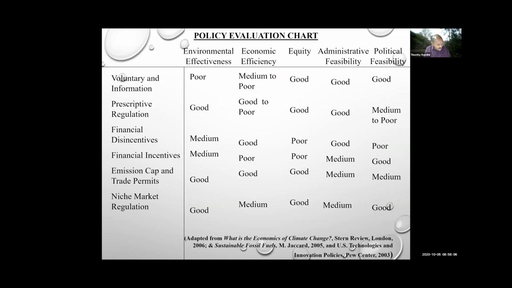Again, every policy has to be evaluated in different ways in terms of voluntary measures and information. So you can see economic efficiency, environmental effectiveness, equity, which is usually a bigger challenge in a lot of policies, and then administrative feasibility and political feasibility. So these are different options mapped against these different evaluation criteria.